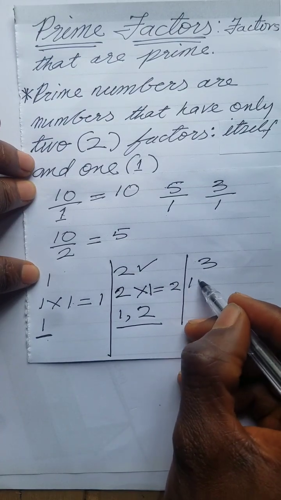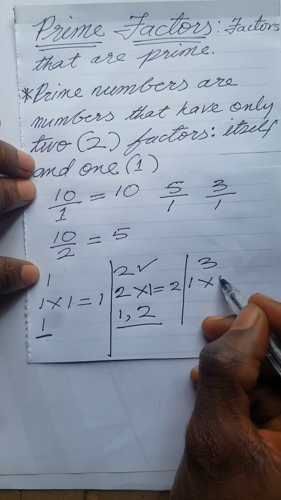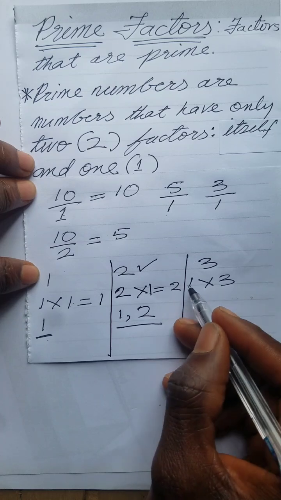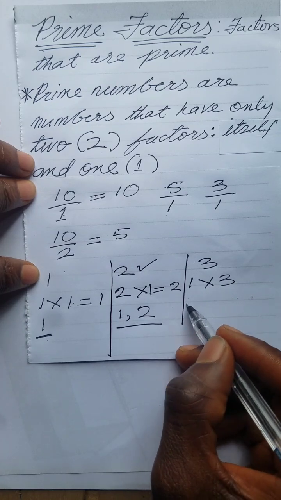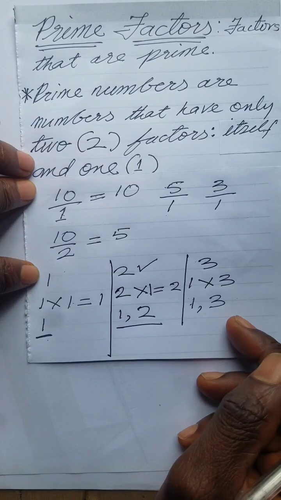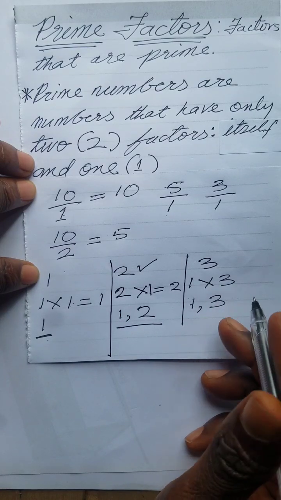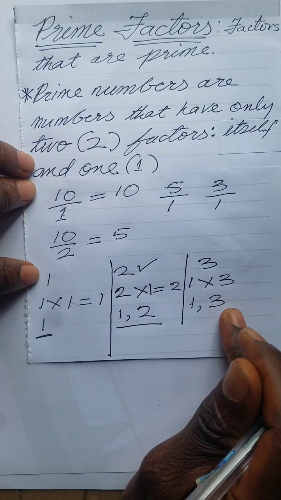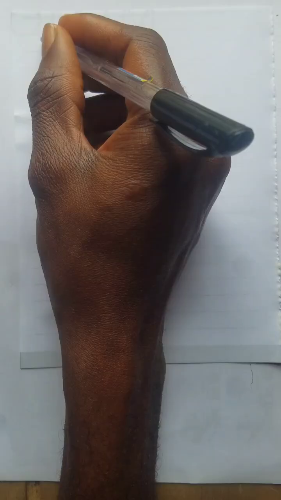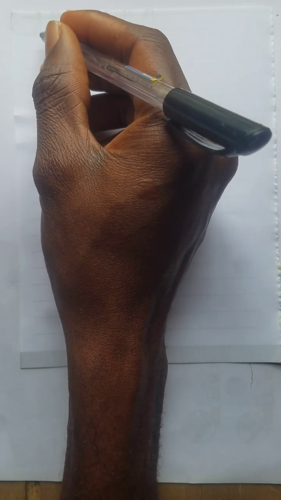Factors of 3. 1 times what gives 3? 1 times 3. What again? 3 times 1. It's still the same thing. It's here already. So how many factors of 3 do you have? 1, 3. And then there is nothing else. So does that qualify 3 to be a prime number? Yes. 3 is a prime number. Now let's look at 4.